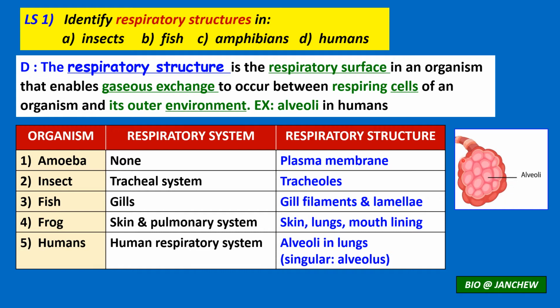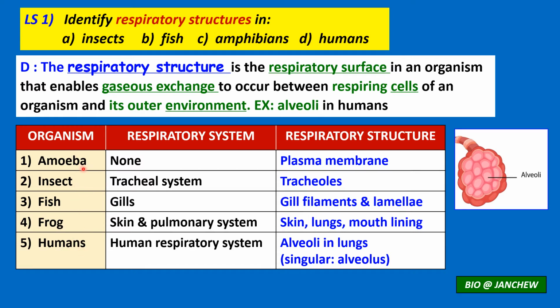Here we see some alveoli. It consists of a respiratory surface here. The oxygen will diffuse from the space in the alveoli through the respiratory surface into the blood capillaries, and then the blood will transport the oxygen to the body cells. So let's look at the various respiratory systems and respiratory structures of different organisms. In our syllabus, we have to study the amoeba, insect, fish, frog, and humans.